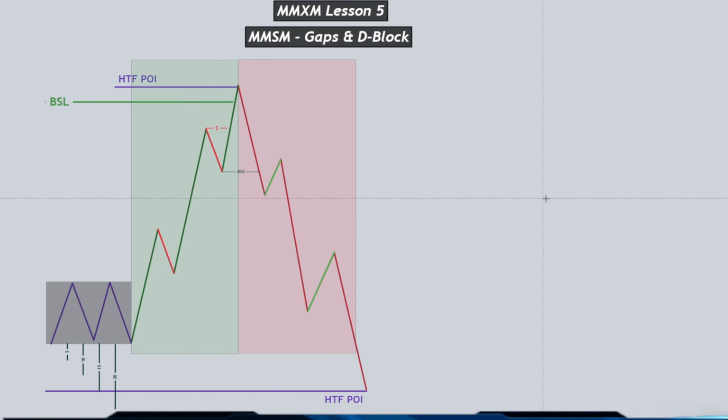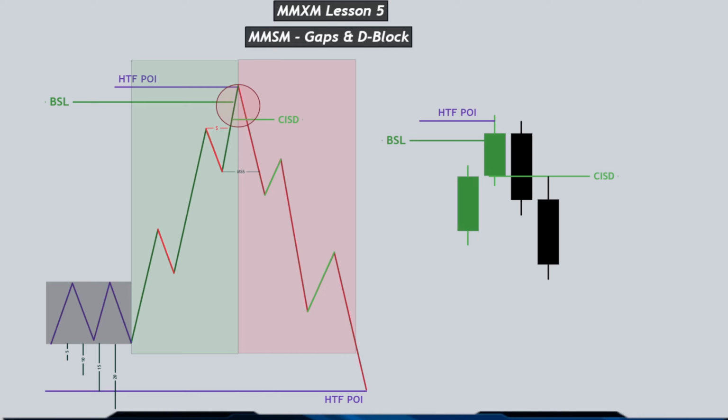Okay, so once the market reaches the higher time frame point of interest and grabs some old liquidity, it can be buy side when you're looking for a market maker sell model, or it can be sell side liquidity when you're looking for a market maker buy model. Once the market reaches there, the first thing that we can anticipate to happen is a change in state of delivery.